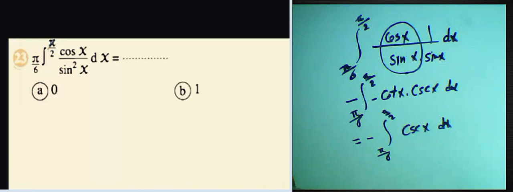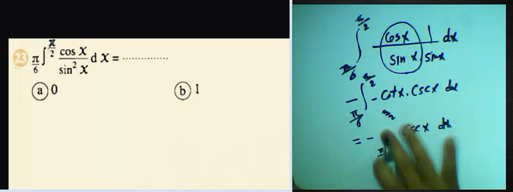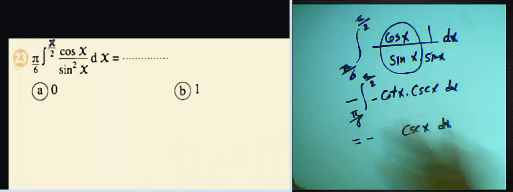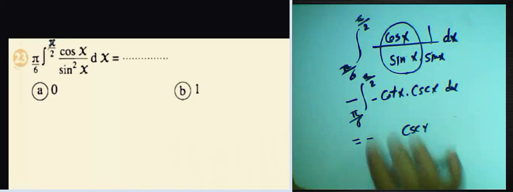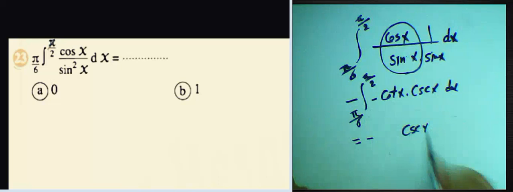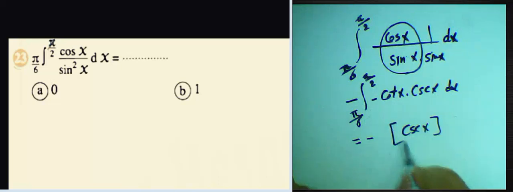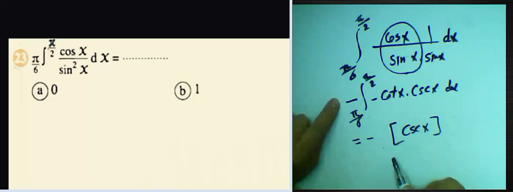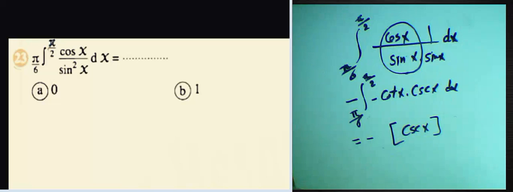And the integration of negative cotan cosec will be negative cosec, because we have a negative outside here. Understood? Okay, I will explain it again.